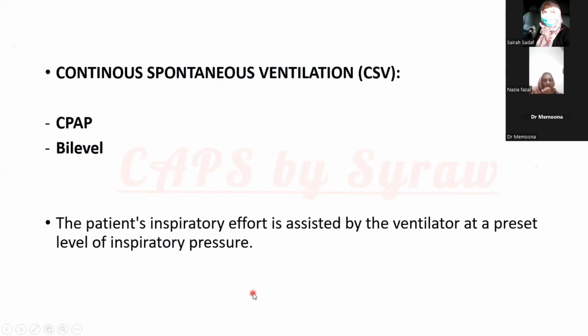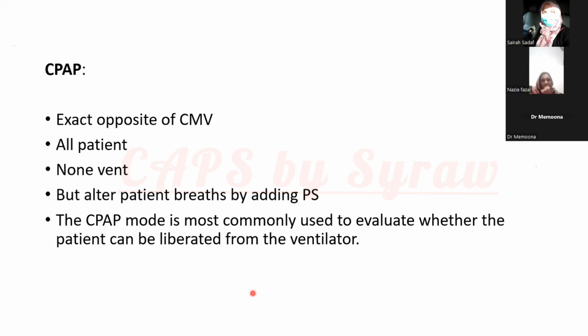Okay. Then comes continuous spontaneous ventilation, and there are two modes that come under this heading: CPAP and bi-level. The patient's inspiratory effort is assisted by the vent at a preset level of pressure. So the patient can breathe spontaneously in both these modes.